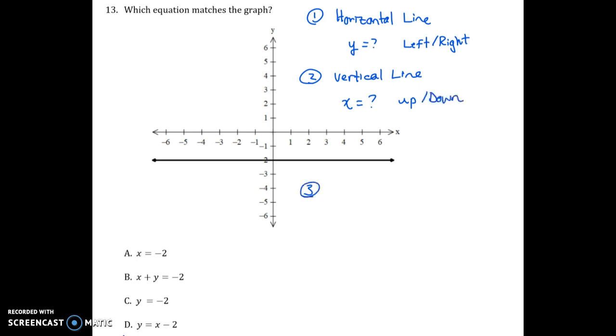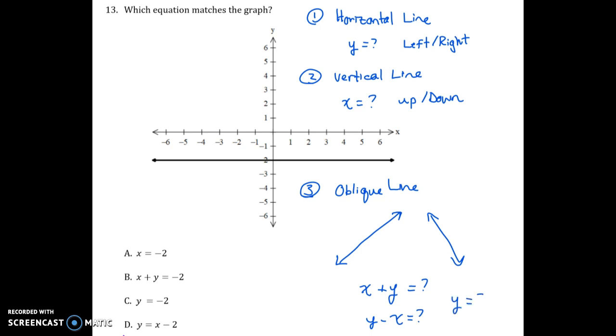And the third type of line we use in grade 9 is what we call an oblique line. These types of lines don't move left to right or up and down, they do both. So they'll move up from left to right, or they'll move downwards from left to right. They have some type of slope to them, or slant. And equations that are oblique, they usually have x and y values. So maybe x plus y equals something, maybe y minus x equals something, maybe y equals 3x plus 2, but in essence they just have x and y involved in their equations.